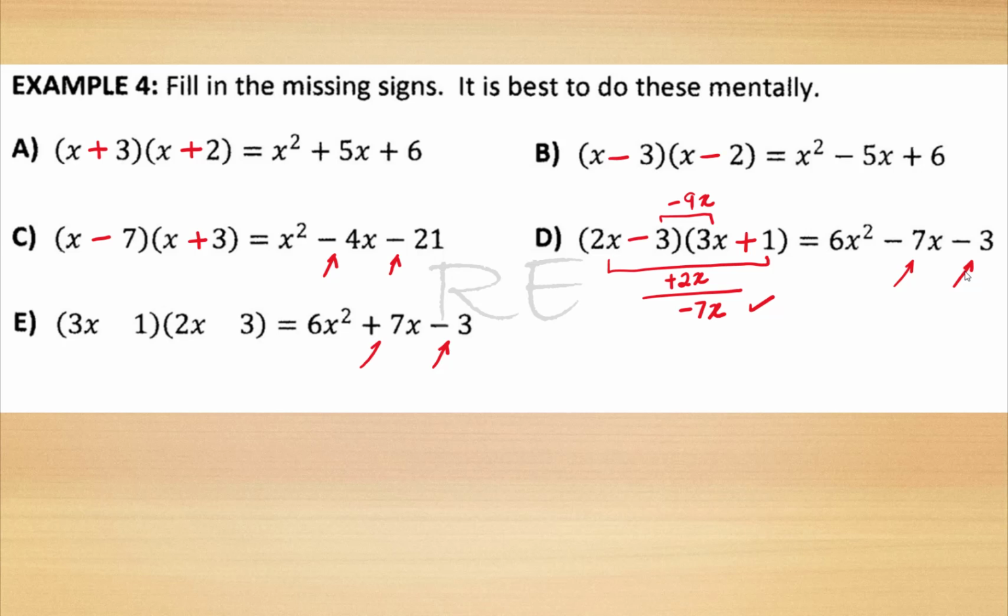Product is negative. Binomials have opposite signs. The sum is positive. Therefore, the bigger number will be associated with 3 and is positive, positive 3. The smaller number will be associated with 2x, and it's going to be negative. Negative 2x plus 9x, positive 7x.